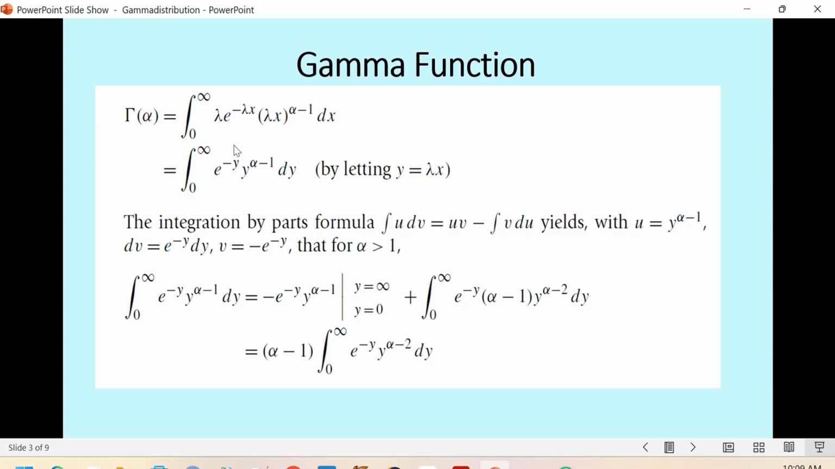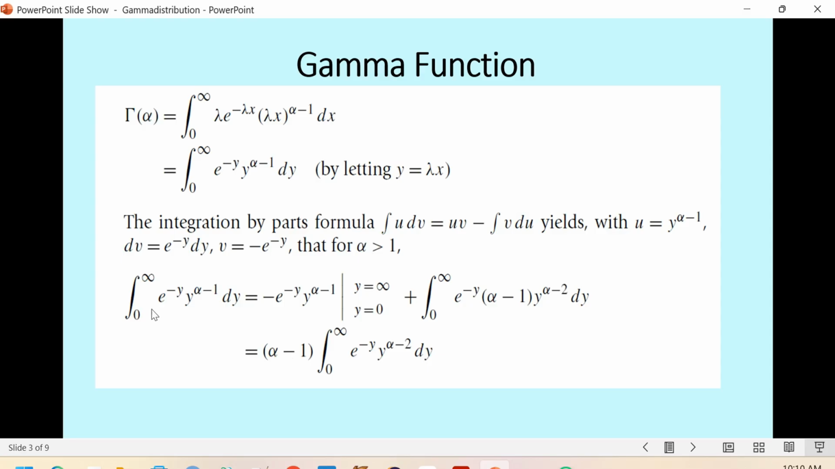Sometimes another form of the gamma function is used, like this one. Here we can use, for example, x: e to the minus x, times x to the power alpha minus 1, dx. These two are the same if we just take x as lambda x. To calculate the gamma function, we use integration by parts, the integral of u dv equals uv minus the integral of v du. Then it will reduce to this one.